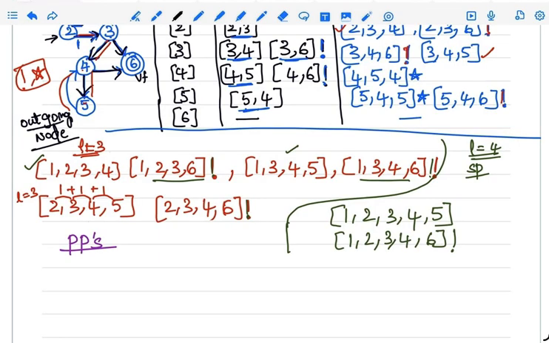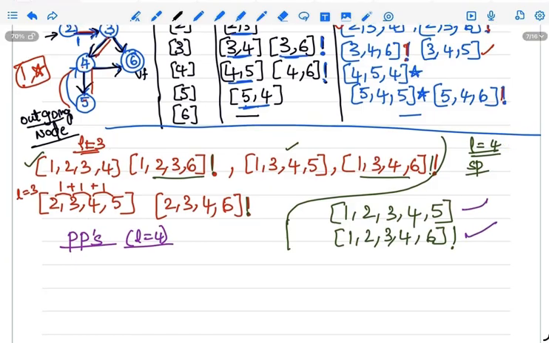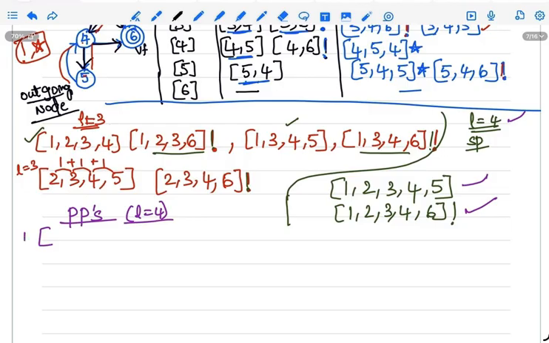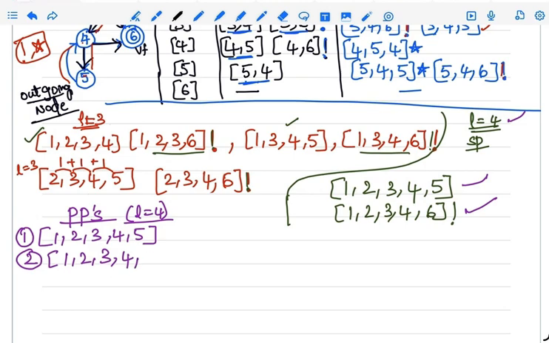So we start from length 4. From length equal to 4, these two are prime paths. The first prime path is 1, 2, 3, 4, 5, and the second prime path is 1, 2, 3, 4, 6. These two are prime paths.